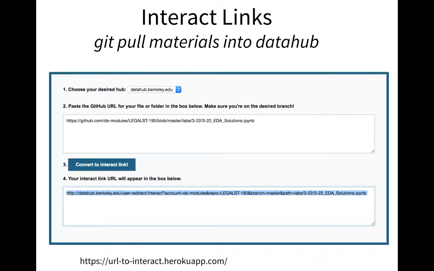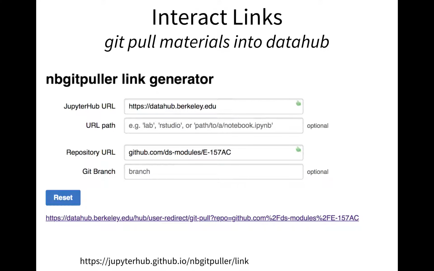All right, some of the last two things are these interact links. This is a way that we take where we think the Jupyter notebook is, and we can paste it in here. We'll tell it we want to go to DataHub, and it will make this complicated link that we can then distribute to students. There's two of them. That's the old one. This is the new one.